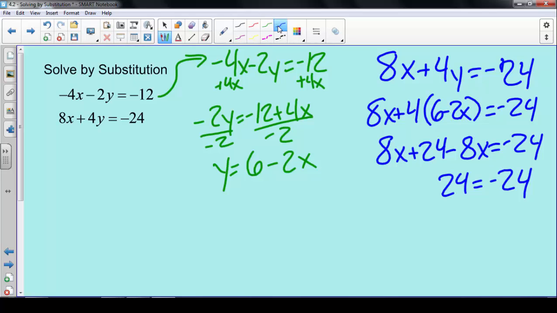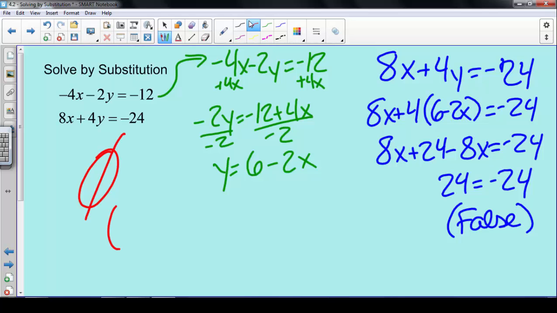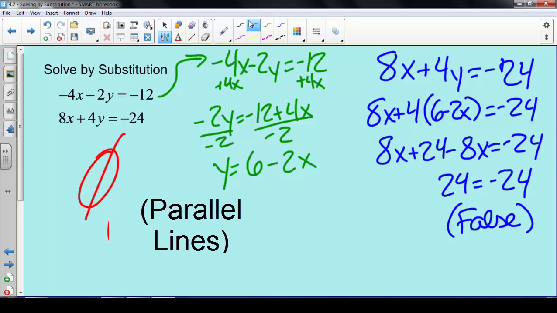Now 24 and negative 24 are not the same thing. This is a false statement. So what this means is that there is no solution because they are actually parallel lines. So think back to when we graphed them. They would be parallel lines. They're never going to intersect.